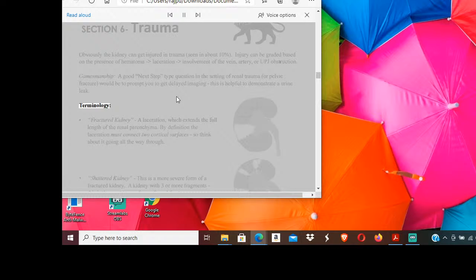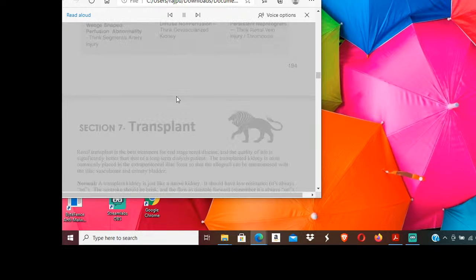Terminology. Fractured kidney. A laceration which extends the full length of the renal parenchyma. By definition, the laceration must connect two cortical surfaces, so think about it going all the way through. Shattered kidney. This is a more severe form of a fractured kidney. A kidney with 3 or more fragments. This is the most severe form of renal fracture. Wedge-shaped perfusion abnormality. Think segmental artery injury.